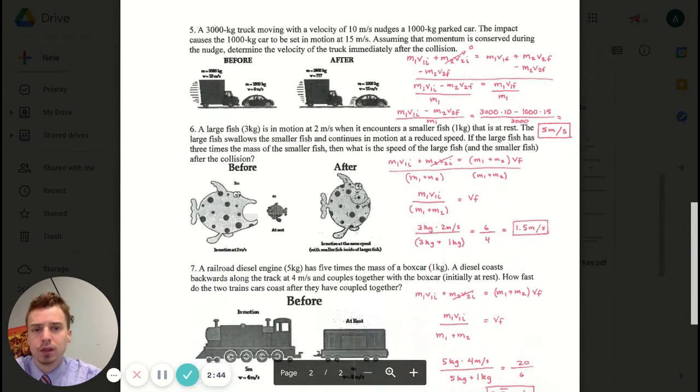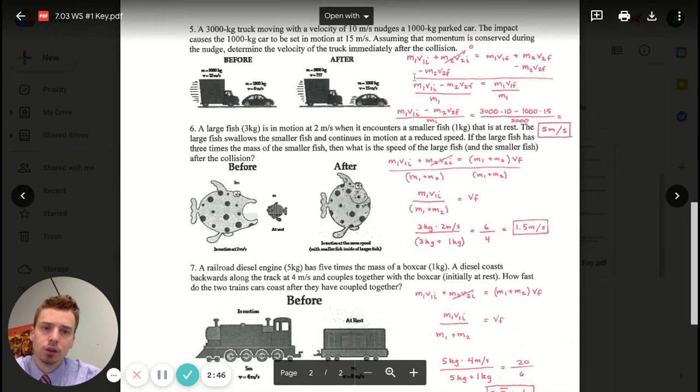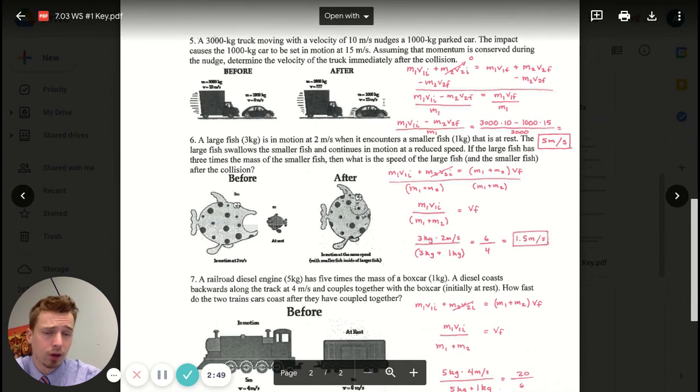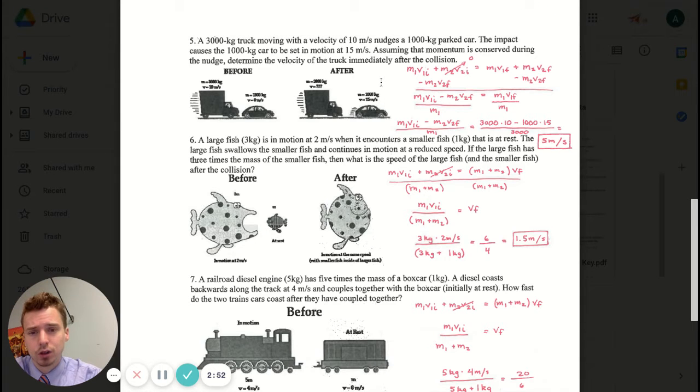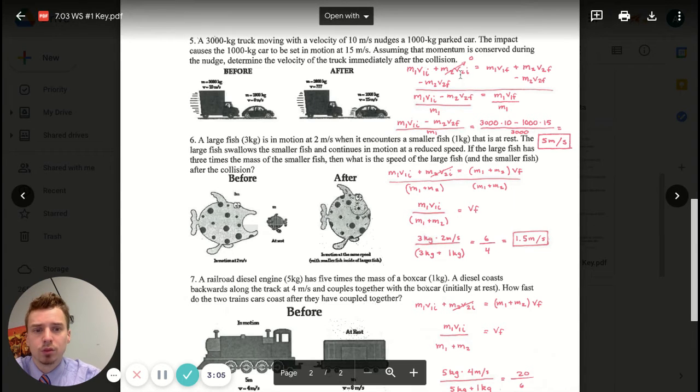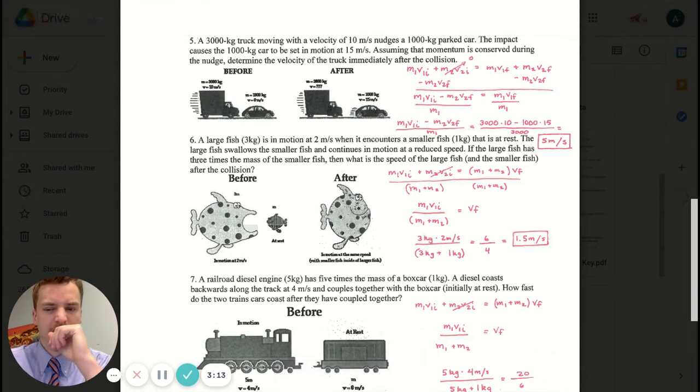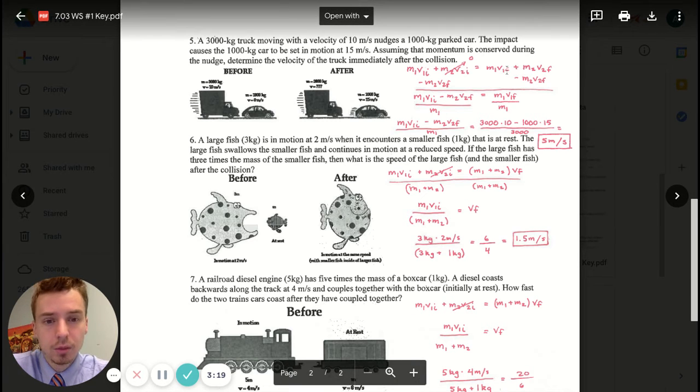Number 5, this is our only elastic collision, and this is honestly probably the most difficult problem because of that. But it's a truck that gently nudges a 1,000 kilogram parked car. The impact causes the car to start moving, and then the truck continues to move in the positive direction as well. So again, the mass times the velocity of object 2 at the beginning are equal to 0 because the object is stopped at the beginning. And I'm looking for the velocity of object 1 at the end.